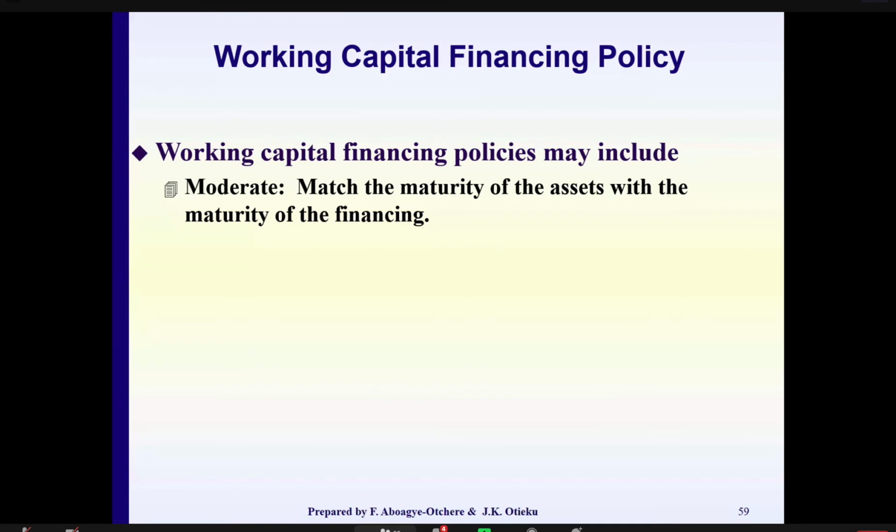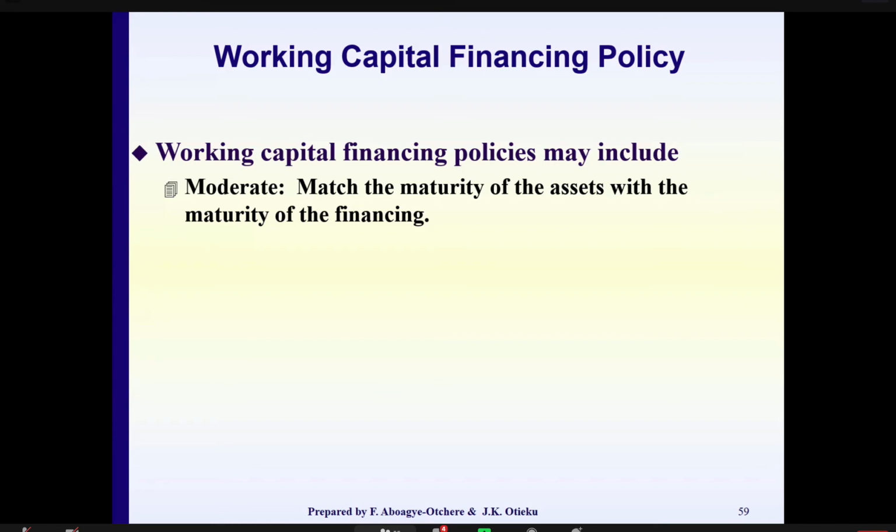So if you look at the duration within which you sell and receive the money back, we refer to that as the maturity of the assets. But when I have to pay back, that is the maturity of the finance.